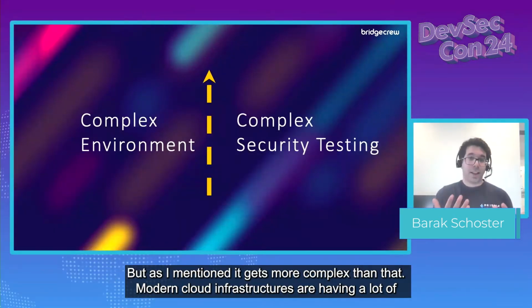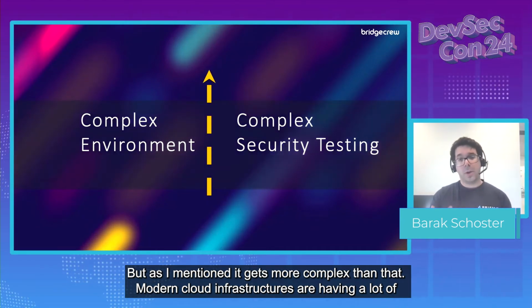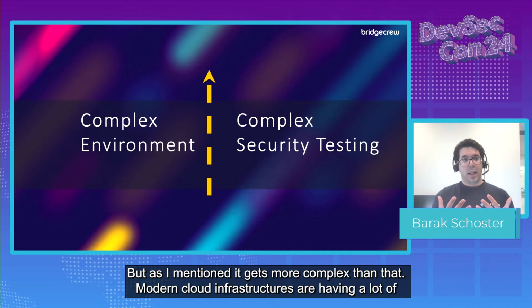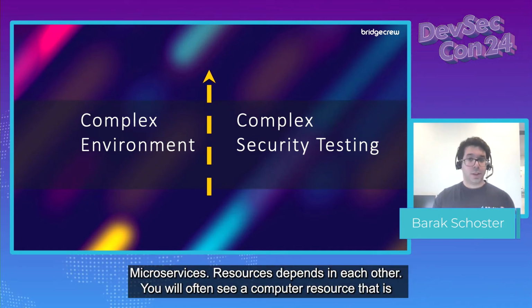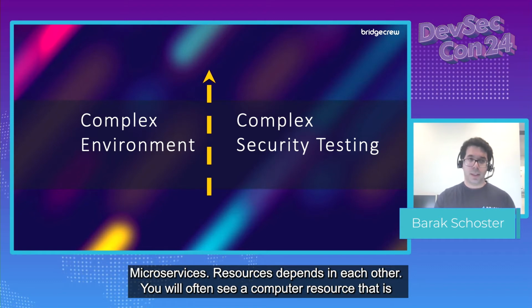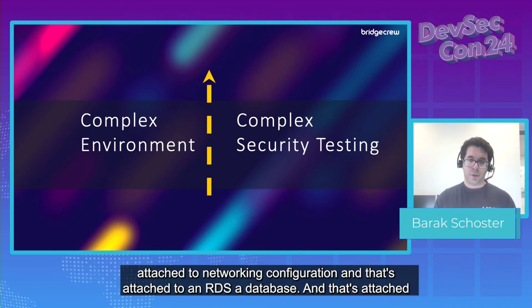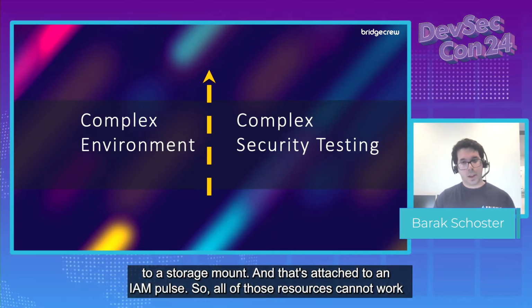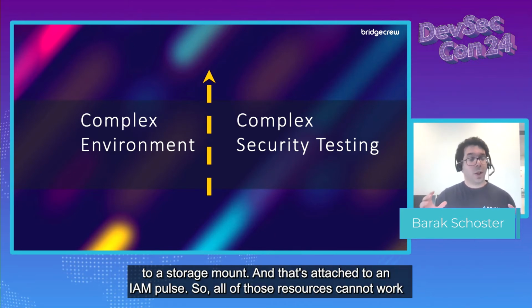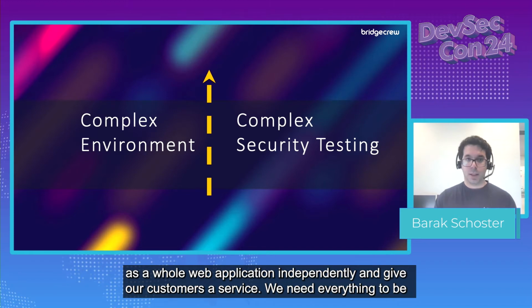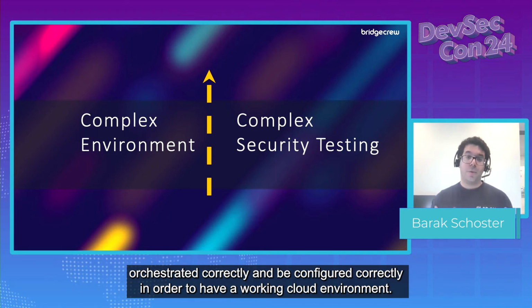But as I mentioned, it gets more complex than that. Modern cloud infrastructures have a lot of microservices. Resources depend on each other. You will often see a compute resource that is attached to a networking configuration, and that's attached to an RDS, a database, and that's attached to a storage mount, and that's attached to an IAM policy. So all of those resources cannot work independently as a whole web application and give our customers a service. We need everything to be orchestrated correctly and be configured correctly in order to have a working cloud environment.